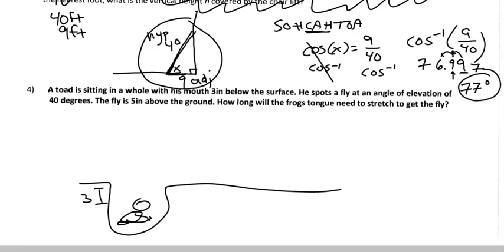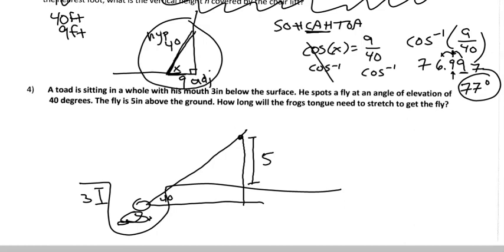It says he spots a fly at an angle of elevation of 40 degrees. Horizontal line, line of sight, 40 degrees. It says angle of elevation of 40 degrees. The fly is 5 inches above the ground. That part is 5 inches. How long would the frog's tongue need to be to stretch to get the fly?